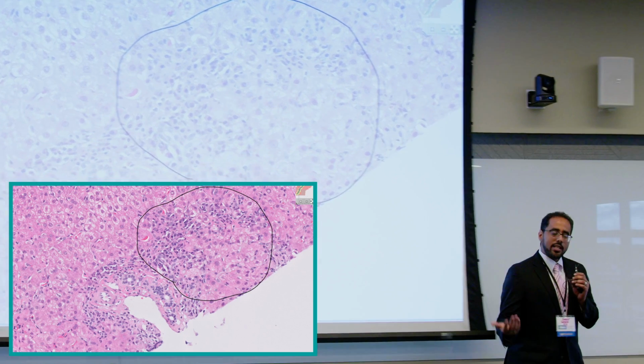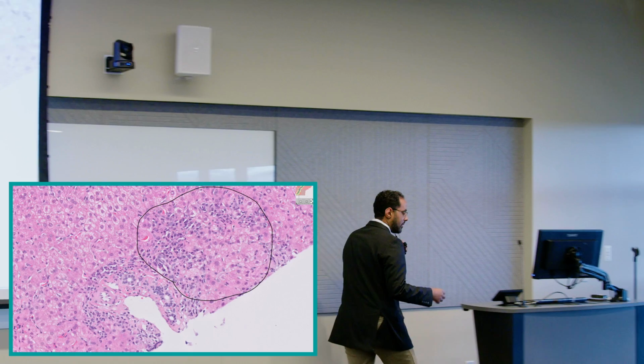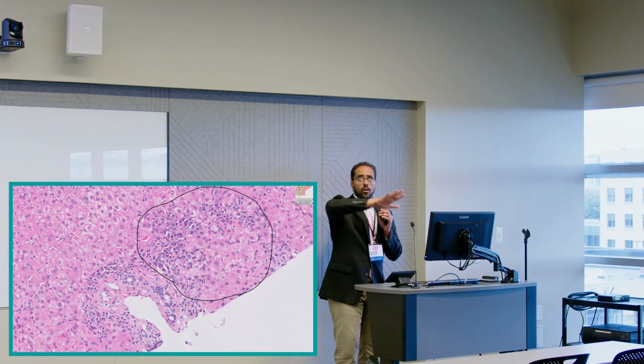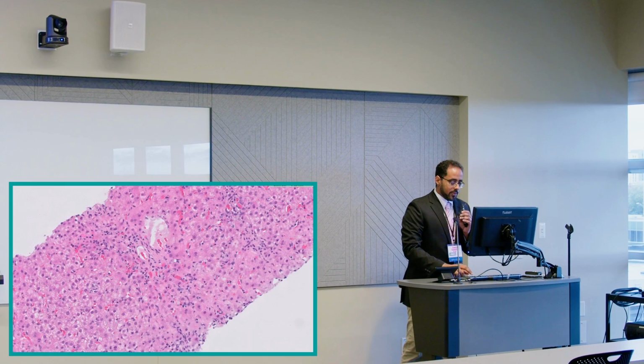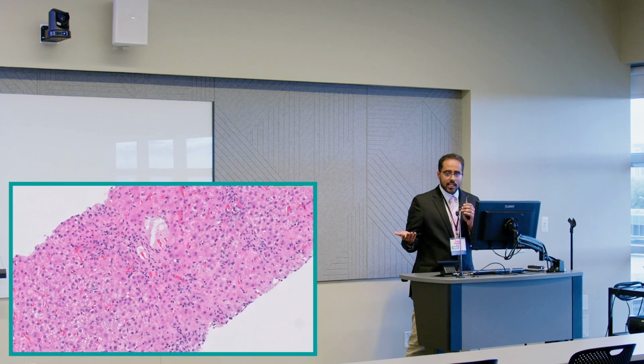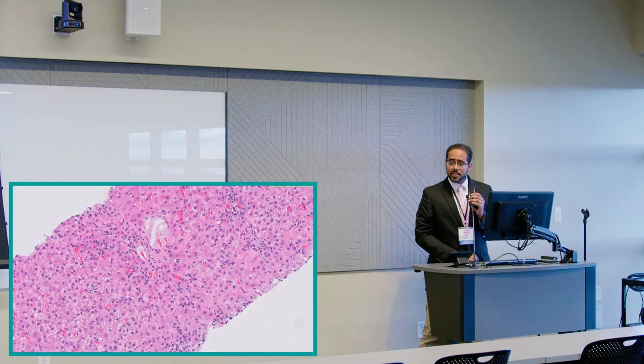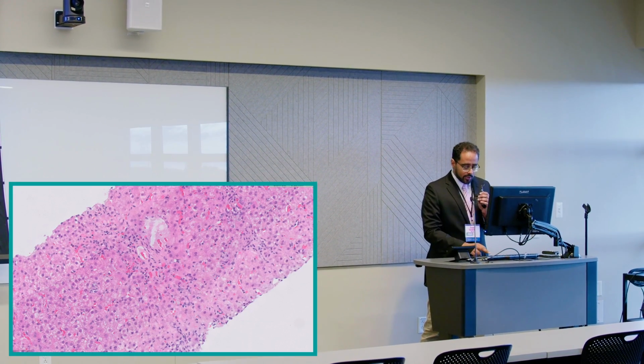And then we also grade the activity in the lobule itself. So the inflammation crossed from the portal tract, the interface, and went all the way through the liver. Now we go away from the portal tract and we see damage to the liver cells in the liver lobule itself. This will be an example of moderate activity. Just going to show you an example of severe activity.